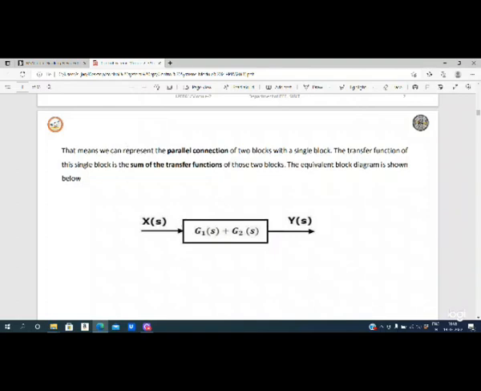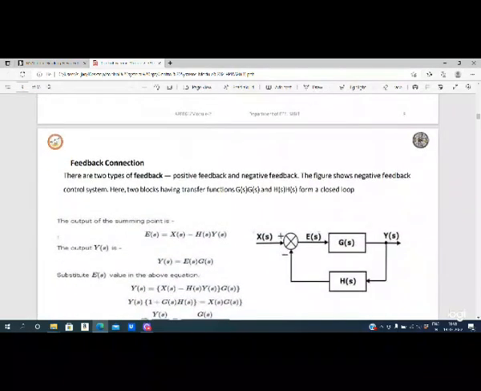Okay, this means we can conclude that if you have a parallel connection of two blocks, to make it a single block, the transfer function of this single block is the sum of the transfer functions of those two blocks. Okay, we need to add these two blocks in order to make a single block. So the equivalent block diagram is as shown in the figure. So X(s) is an input and Y(s) is an output, and G1(s) plus G2(s), we need to add that.